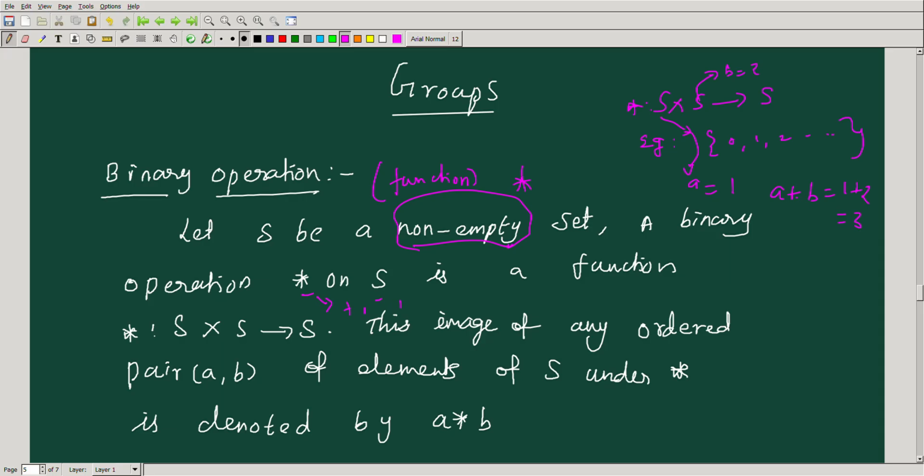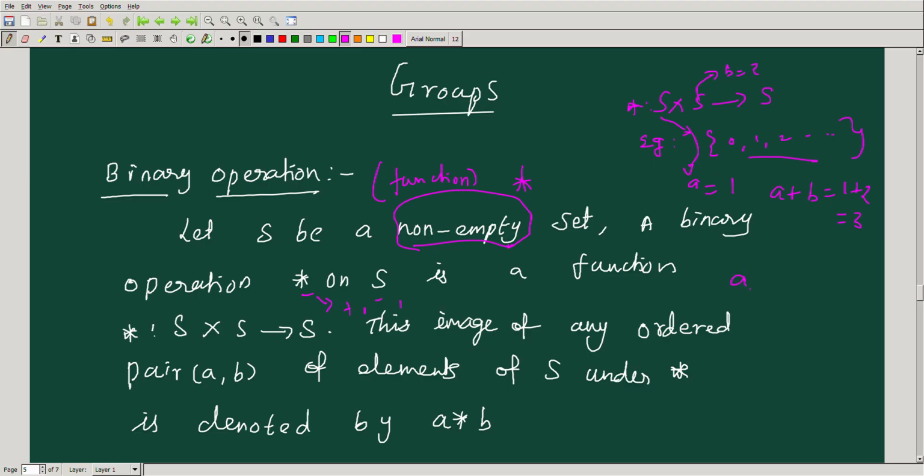What is the main concept? The inputs are from the same set, and the answer you get is also from the same set. This is called a binary operation. Got the idea? Let S be a non-empty set. A binary operation star on S is a function star: S cross S to S, where the image of any ordered pair A comma B of elements of S is denoted by A star B.